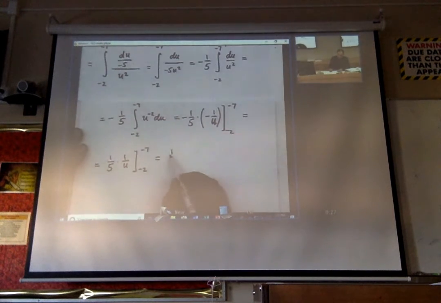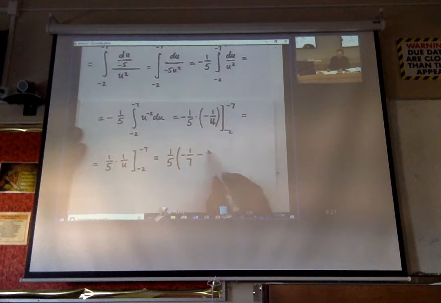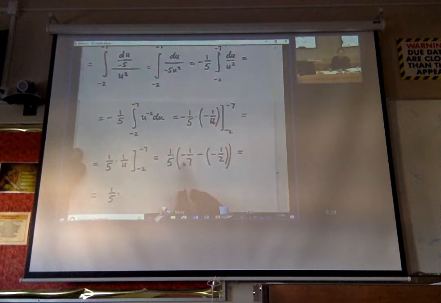So 1 over 5, and now we substitute. I have negative 1 over 7 minus, according to the theorem, negative 1 over 2. Substitution is important. Careful with the signs. So I will have 1 over 5, and inside I have negative 1 over 7 plus 1 over 2. So the LCD will be 14, and I get negative 2 plus 7, which is 5. So the final answer will be 1 over 14.